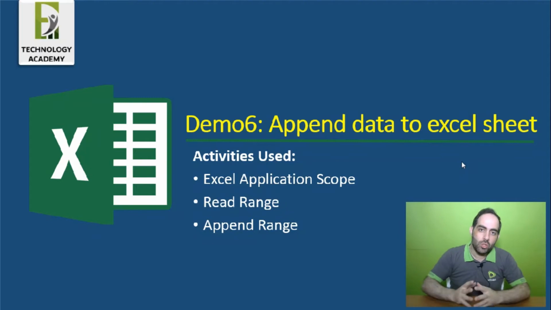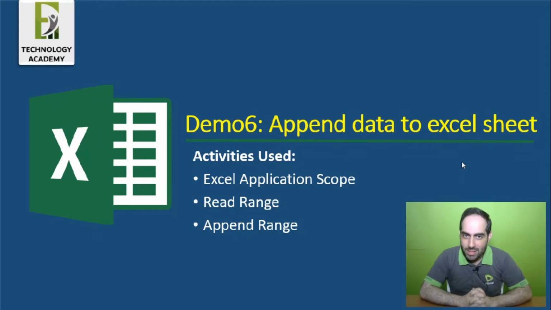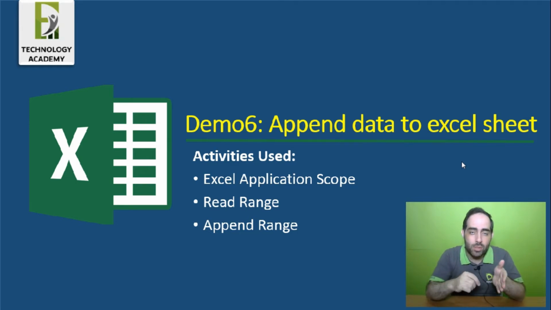Our sixth demonstration will be about appending data to a certain Excel sheet. So we will see how we can add a certain number of rows into an Excel sheet without overwriting the previous data. For that, we need to use three activities. We will use Excel application scope, read range, and also append range.